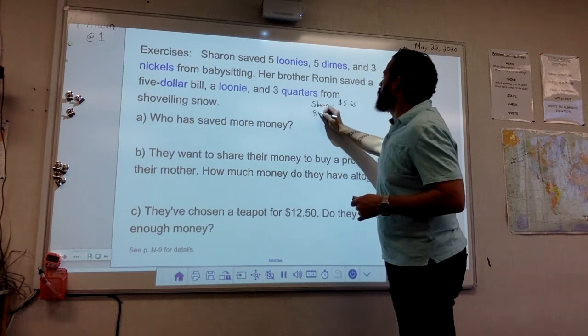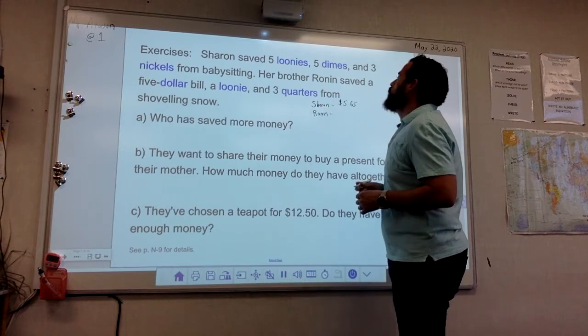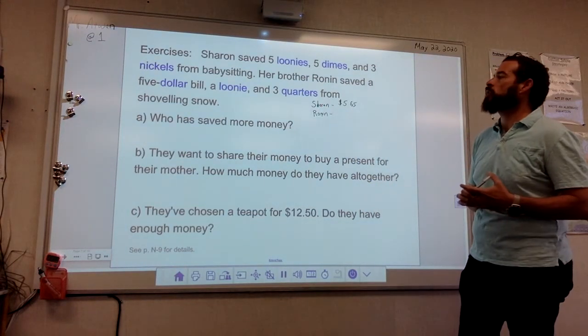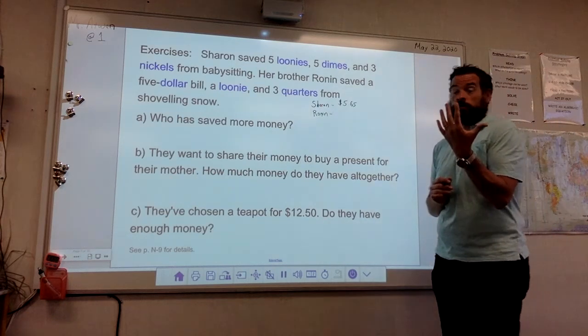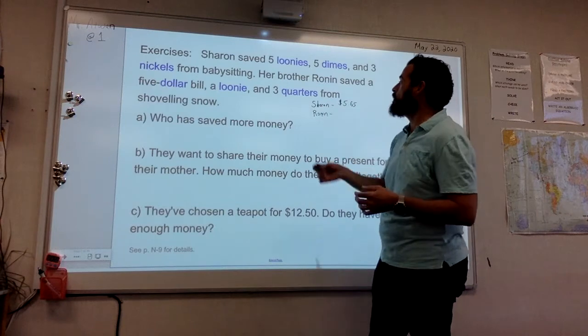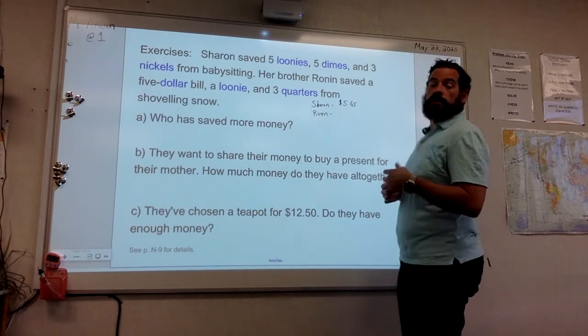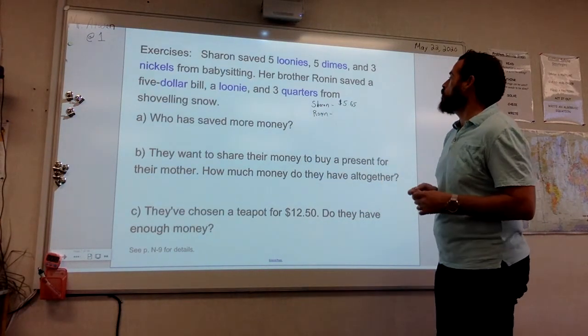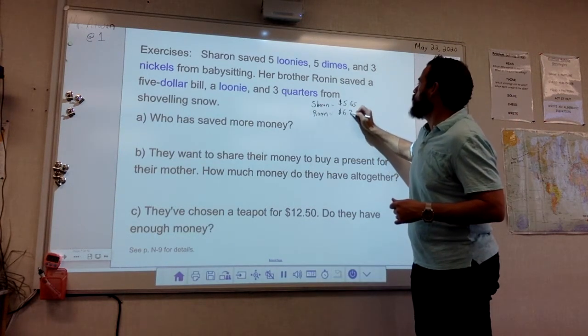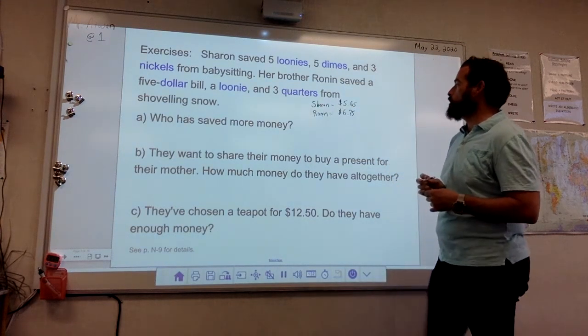Now I've got Ronan. Ronan has a $5 bill, a loonie, and 3 quarters from shoveling snow. So a $5 bill, of course, is worth $5. Loonie's worth $1. Now we've got $6. 3 quarters is 75 cents. So we have $6.75 for Ronan.